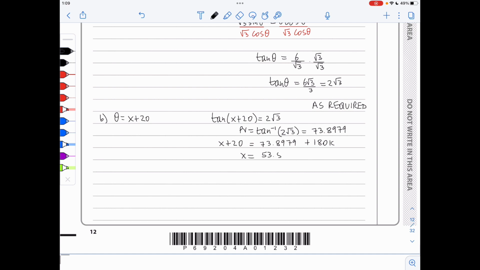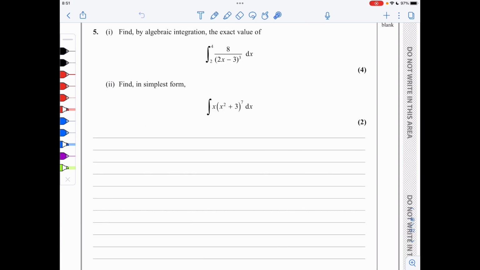X is 53.8979 plus 180k. If I put k to be 0, I get the first value to be 53.9 degrees. Remember, we are between 0 and 360. And if I put k to be 1, I get 180 plus 53.8979, which is 233.9 degrees.